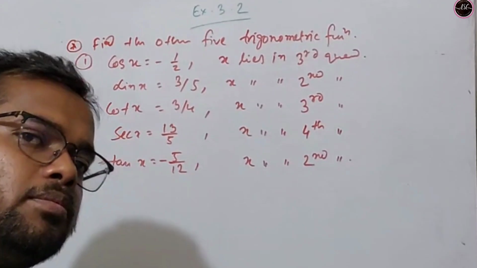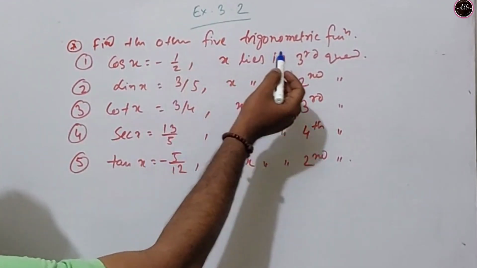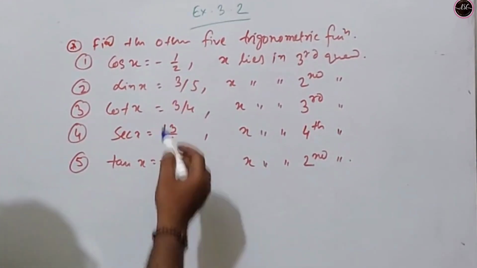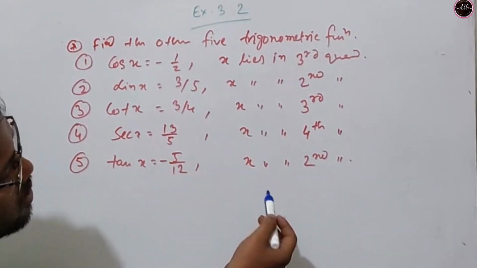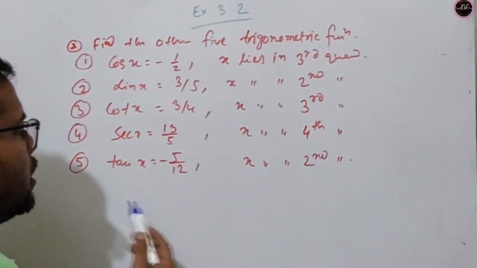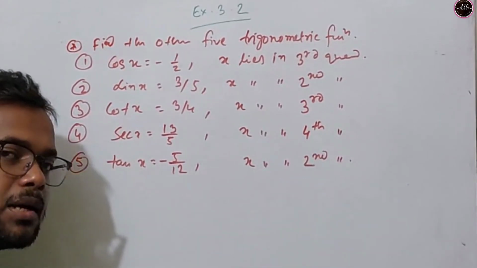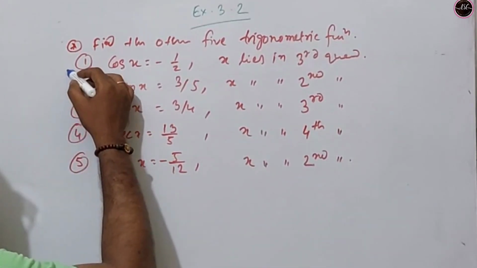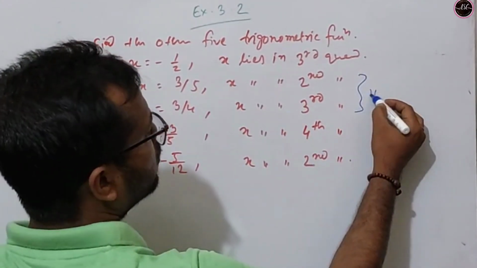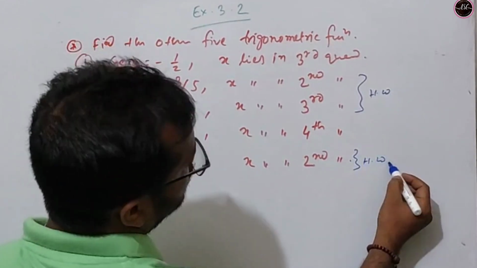We are going to do the NCERT exercise 3.2. Look at this question. We have done this type of question in the example. Just see, find the other 5 trigonometric functions. Here cos x equal to minus 1/2, x lies in the third quadrant. sin x equal to 3/5, x lies in the second quadrant. cot x equal to 3/4, x lies in the third quadrant. sec x equal to 13/5, x lies in the fourth quadrant. tan x equal to minus 5/12, x lies in the second quadrant. So here I will do the 1st and 4th, and the rest will be your homework. That means 2, 3 and the final will be your homework.